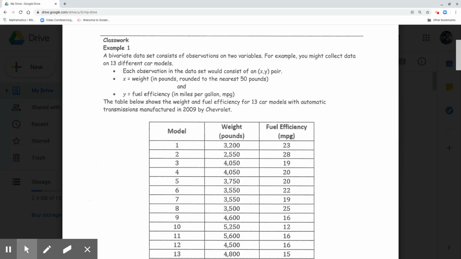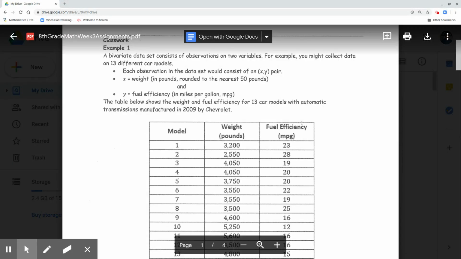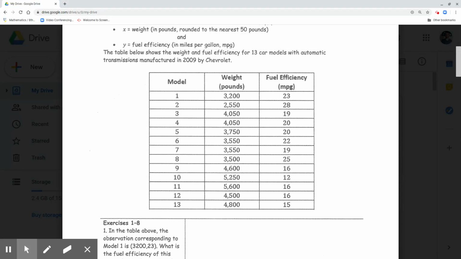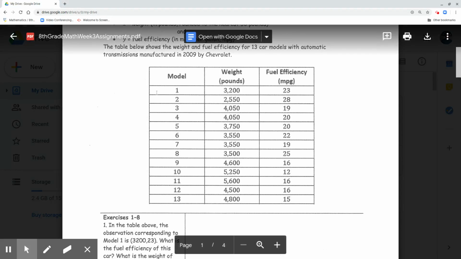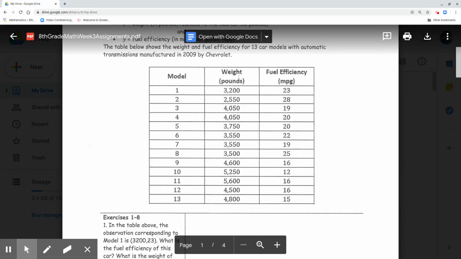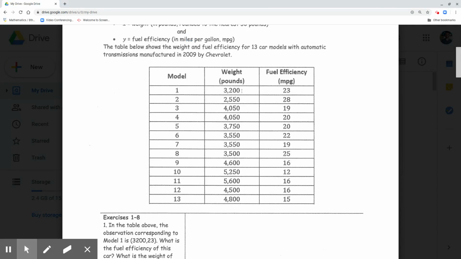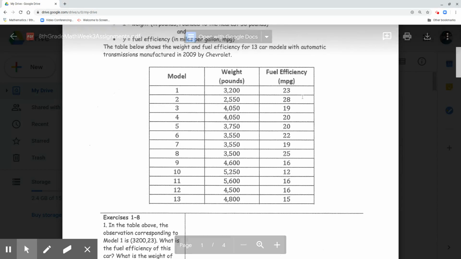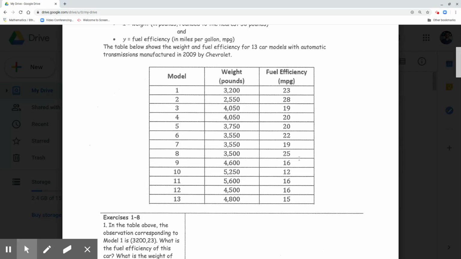So let's go ahead and take a look at what we have here. Like I mentioned before, this is represented as a table. So the model is going to be each different car. Weight is that car's actual weight represented in pounds, and fuel efficiency is referring to its miles per gallon.